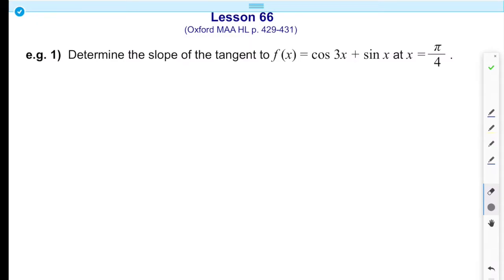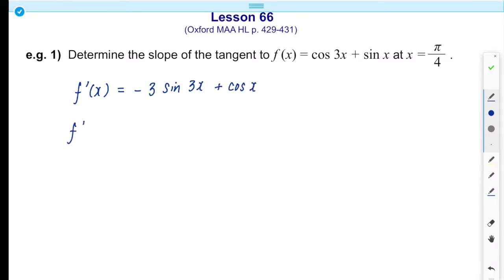We know that the slope of the tangent, or gradient of the tangent, is related to the first derivative of f of x. Taking the derivative of cos 3x, we have negative 3 sine 3x. The derivative of sine x is positive cos x. Now we can sub in pi over 4. Negative 3 sine 3 pi over 4 plus cosine of pi over 4.